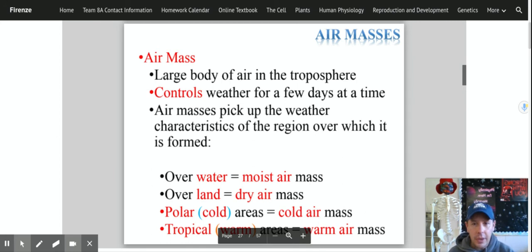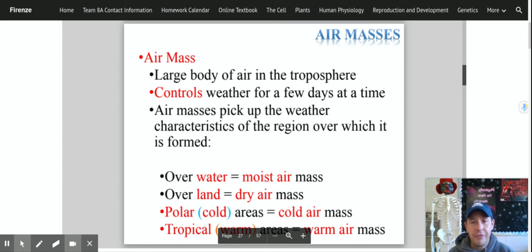So, like I said, let's say an air mass forms above the Pacific Ocean. When it forms above the Pacific Ocean, that means water is going to evaporate up into the air mass, and you're going to have moist air. So that means over water, when it develops, you're going to have wet or moist air. If it forms over land, let's say an air mass forms over Canada, over the land part of Canada, that means the air is going to be dry because there's no water going up into the air. The air has just formed this little bubble and is very dry air.